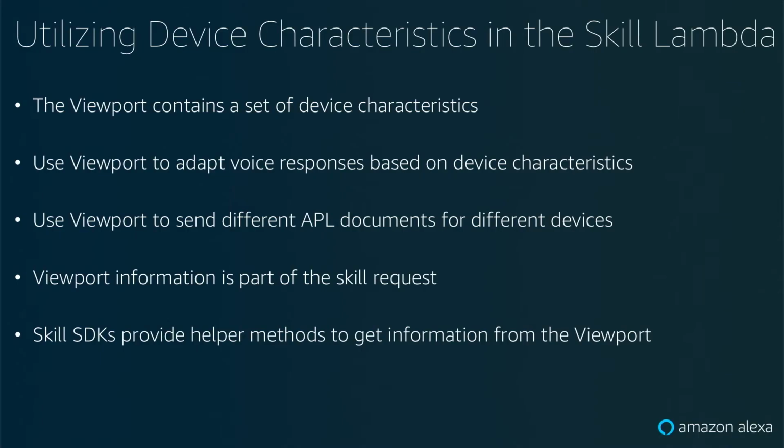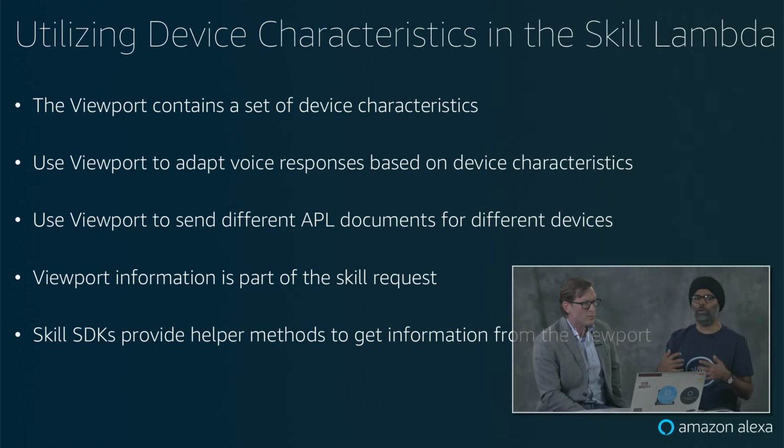Well, there's two ways you can do that. Number one is you can inspect the viewport characteristics. These would be the pixel width and the pixel height, the DPI or dots per inch that a screen supports, and the shape of the screen in your skill service or skill Lambda, and send different APL documents based on that, and even make Alexa say different kinds of speech. Our SDKs in Python, Java, and Node.js provide helper APIs that take this information and turn it into what we call viewport profiles.